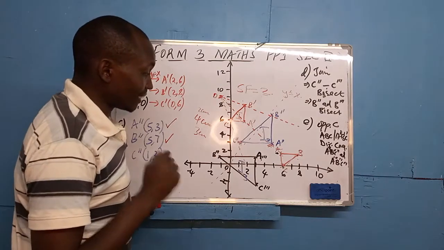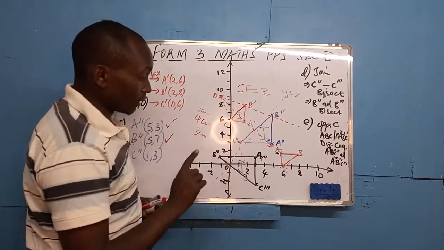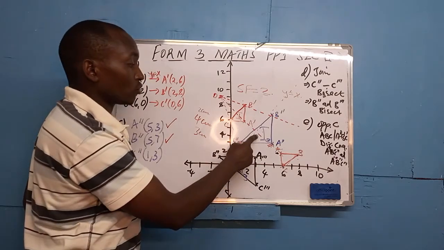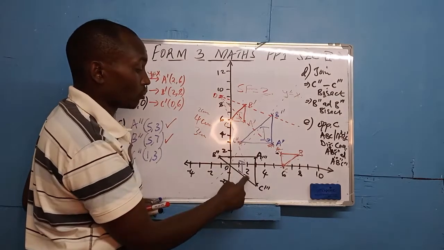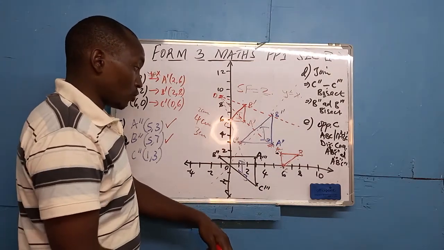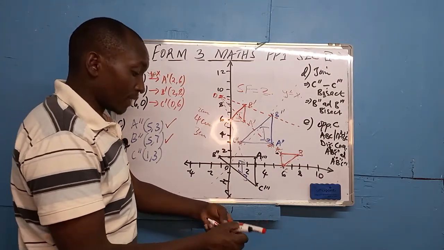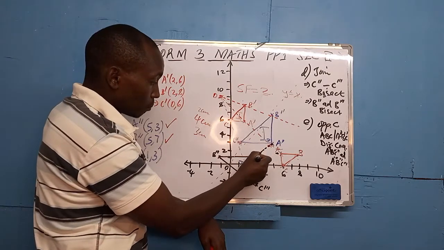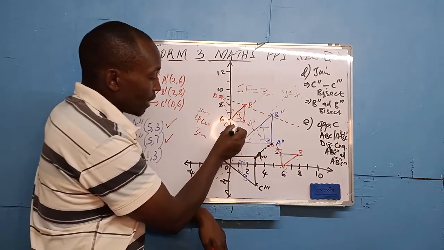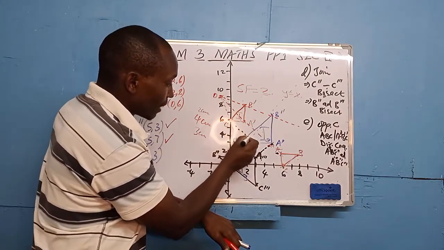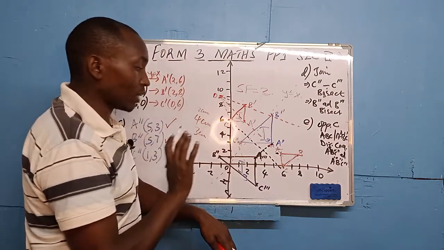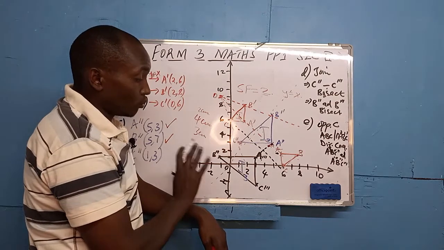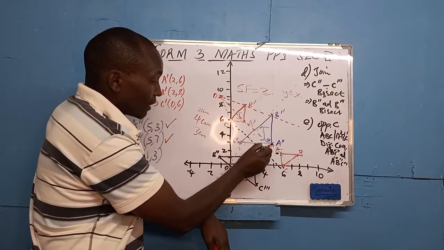Going ahead to part D, we are supposed to find the center of rotation and the angle of rotation that maps the second image onto the third image. So what exactly do I need to do? I need to join a point A, for instance, with its corresponding point. Then I bisect that line by construction. This one I'm just giving you a guide. I draw, by construction, a perpendicular bisector.